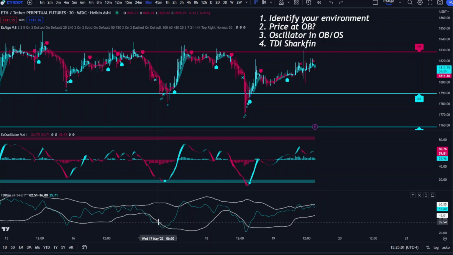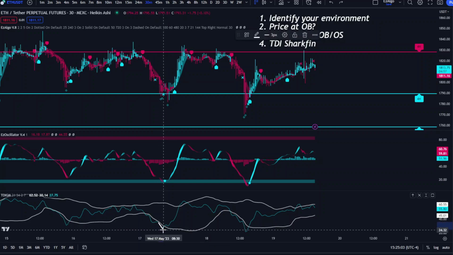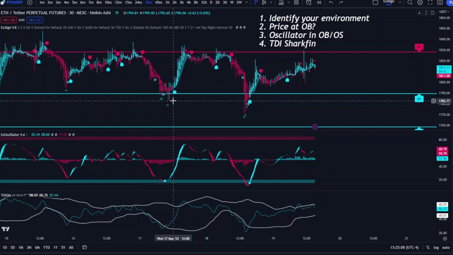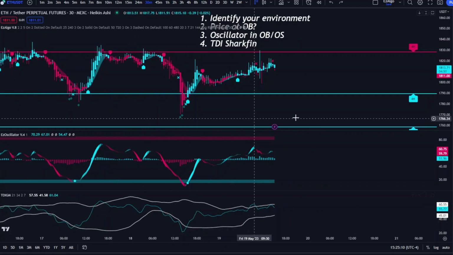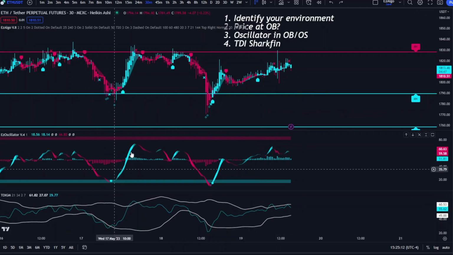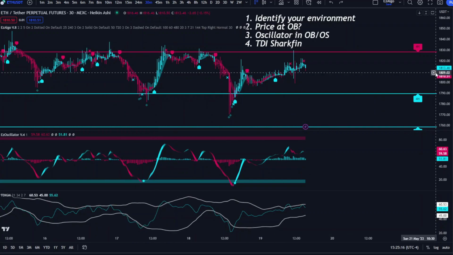What you're looking for is a sharp move, aka the shark fin, coming back into the bands. When you use the TDI with the shark fins, what we call them, in confluence with the EzOscillator, I haven't gone and back tested the win rate, but I can tell you it is extremely, extremely high.